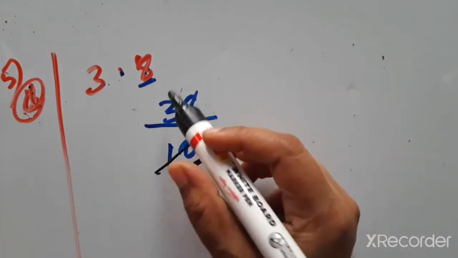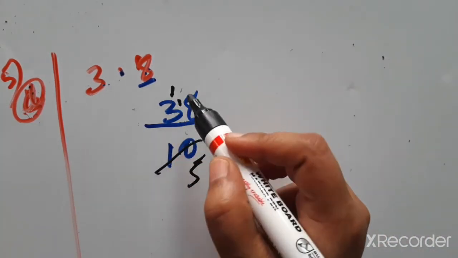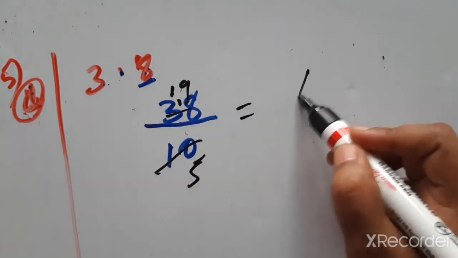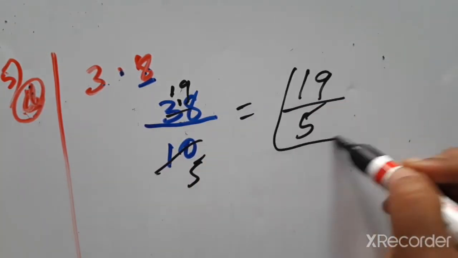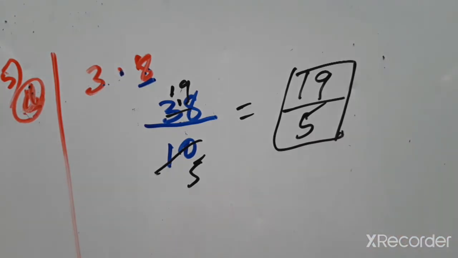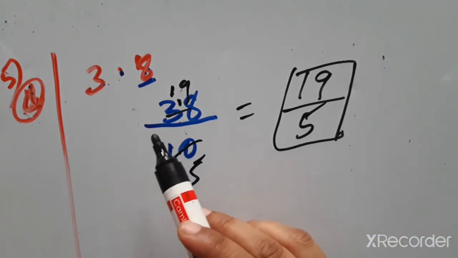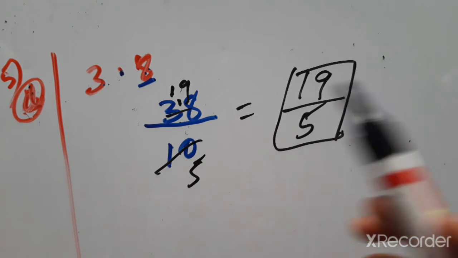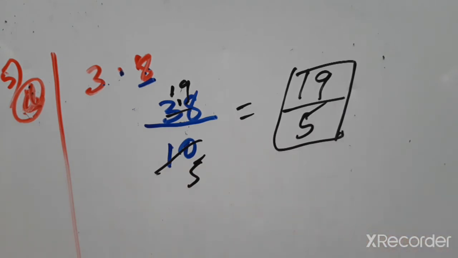Then how to reduce, whether it can, yes. 2 5s are 10, 2 1s are 2, 1 carry, 2 9s are 18. After reducing, the answer is 19 by 5. It is asked in the question to find the fraction of the decimal number, then reduce the value.